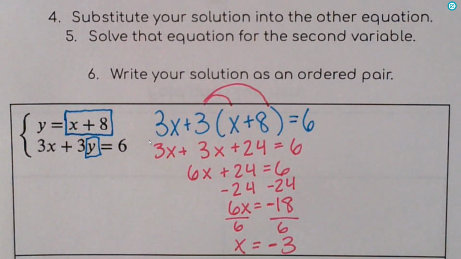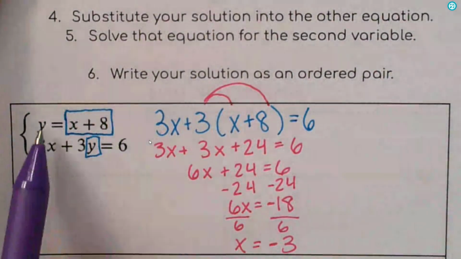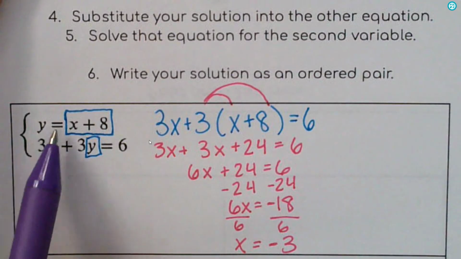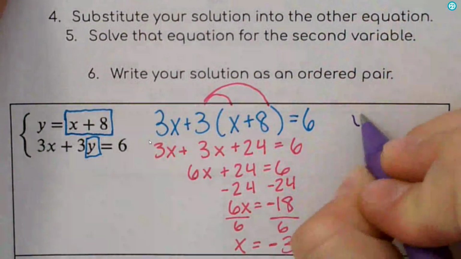Okay. So step 4 is to substitute the solution you just got into the other equation so we can solve for the second variable. So we know what x equals. Now we want to figure out what y equals. So we're going to go back to our original equation. We are going to use the one that's already solved for y. y equals x plus 8. So I'm going to write that down right here so I know what I'm using.